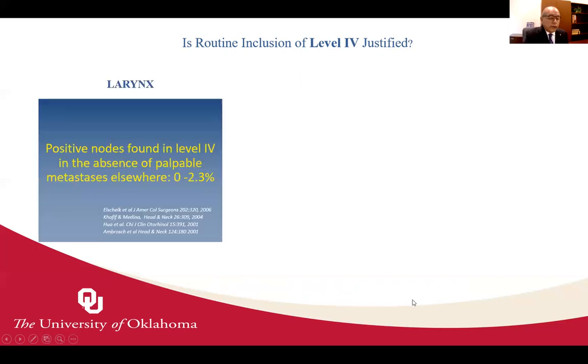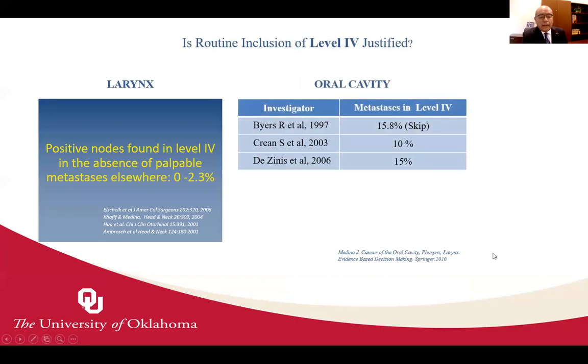And in the larynx, we have several papers that have been reported. The positive nodes found in level 4 in the absence of palpable metastases elsewhere vary between 0 and 2.3%. So I think it's safe to say that in the N0 larynx cancer, there is really no need to routinely remove level 4. What about the oral cavity?